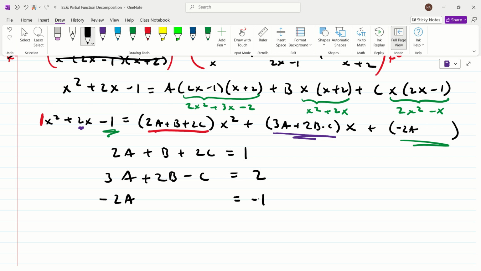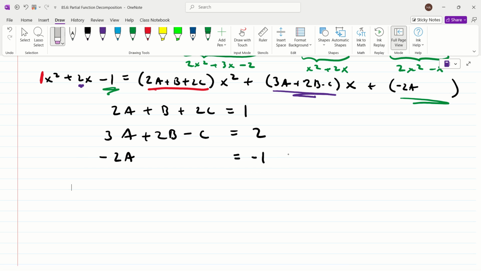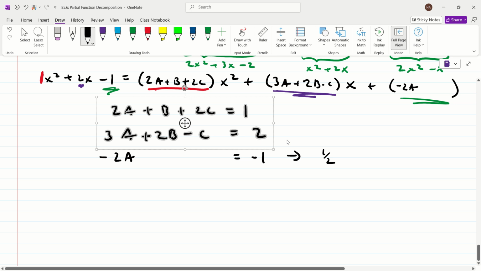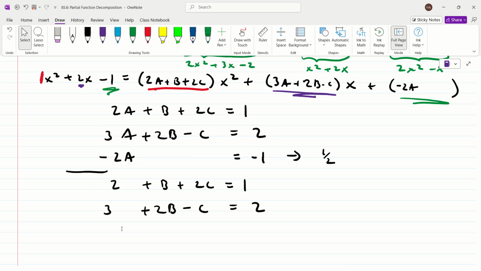So we could do this by hand. First of all, this one gives me a little bit of insight already. I got my value of a is 1/2. And you can use that and plug it into your first and second equation. Again, your a you found to be 1/2.